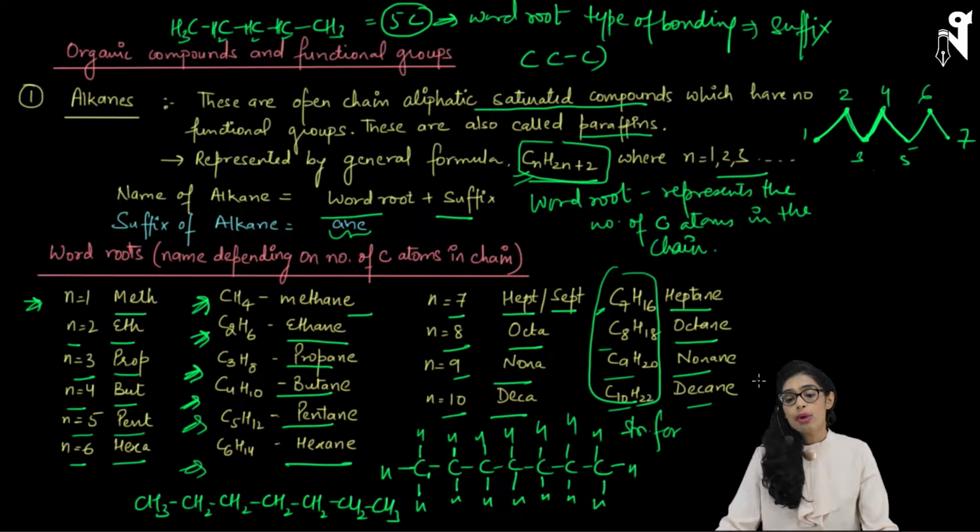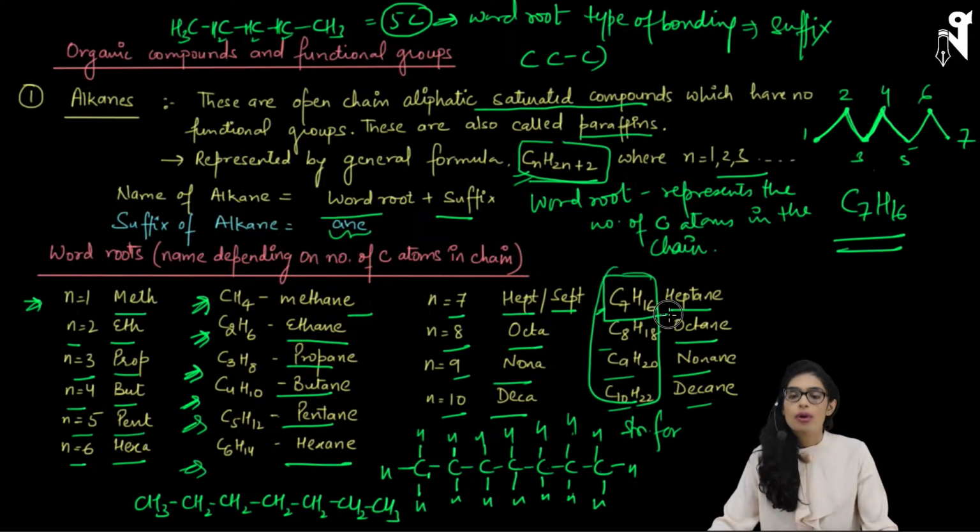And if you want to write the molecular formula, count the total number of carbons. So you have 7 carbons. How many hydrogens are there? 3 plus 2, 5, 7, 9, 11, and then 13, and then 16. So H16. That will be your molecular formula, and that's exactly the formula over here.